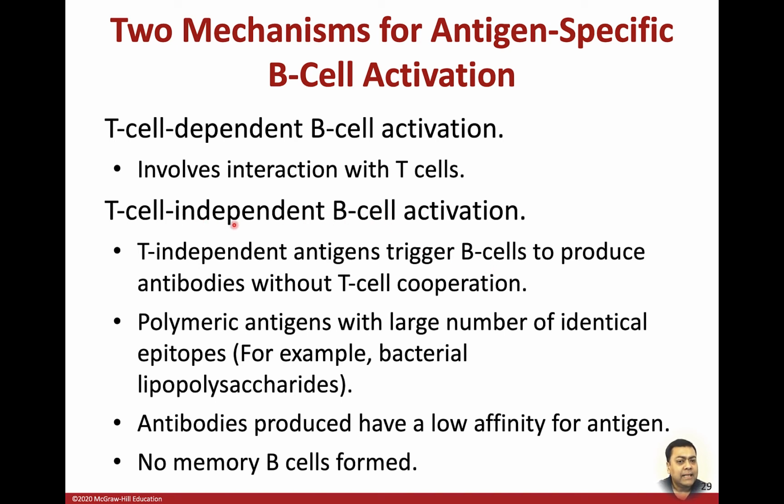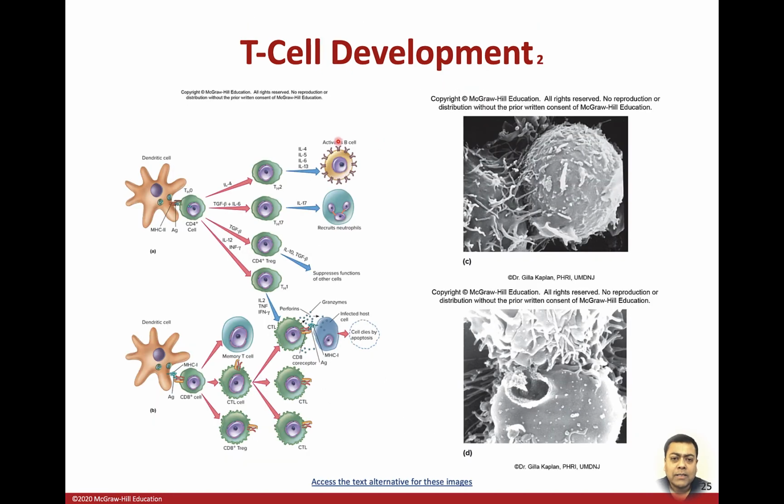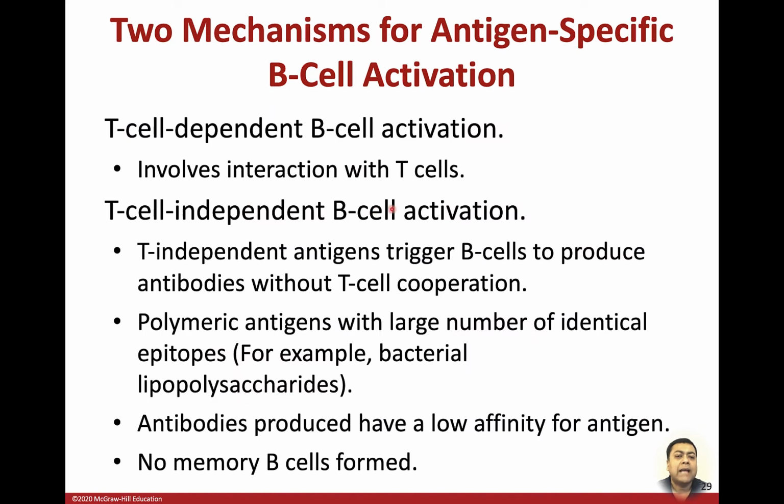In T cell independent B cell activation, usually there is a polymeric antigen with a large number of identical epitopes. Say, for example, bacterial lipopolysaccharides or peptidoglycan. You can see that this is a B cell, with all these different receptors. Suppose instead of binding just to one IgD and one IgM molecule, there is a large antigen covering multiple of these receptors. That will activate the T cell independent B cell activation.